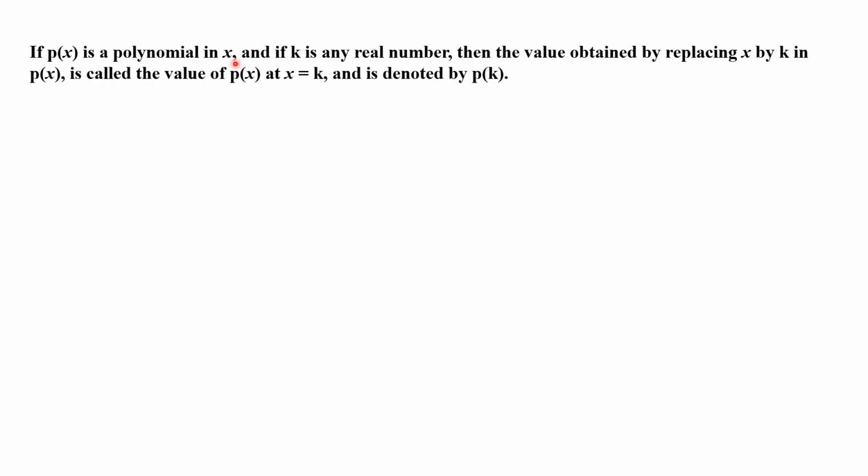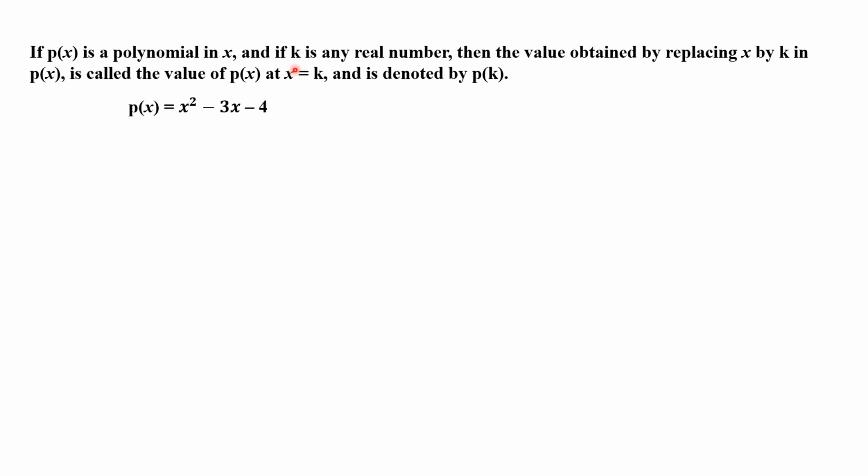If p(x) is a polynomial in x and if k is any real number, then the value obtained by replacing x by k in p(x) is called the value of p(x) at x equal to k, and that is denoted by p(k). So now this is very much theoretical. Now I am going to explain this using some example. So I have taken a polynomial p(x) equal to this.